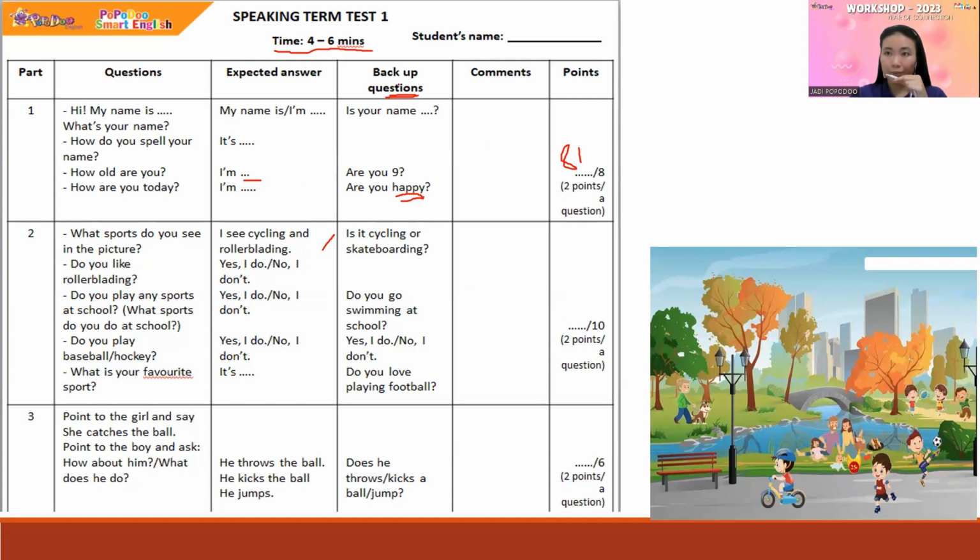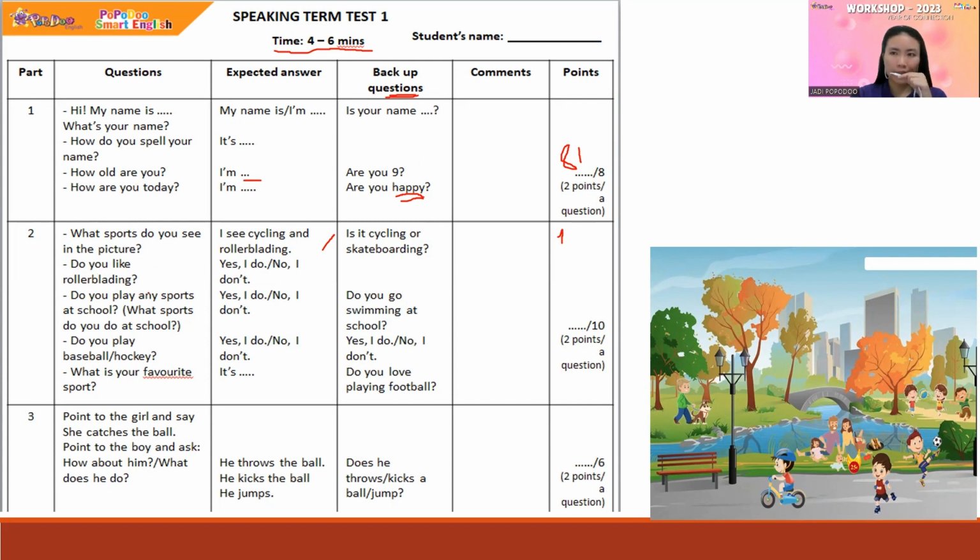If you have to ask backup questions for them to answer, you have to minus the points. For example, here, with 5 questions, each answer will have 2 points. And if they have to rely on the backup question to answer, you need to minus half of the points. So here, you just give them 1 point if they need backup questions. And then continue with the next question.